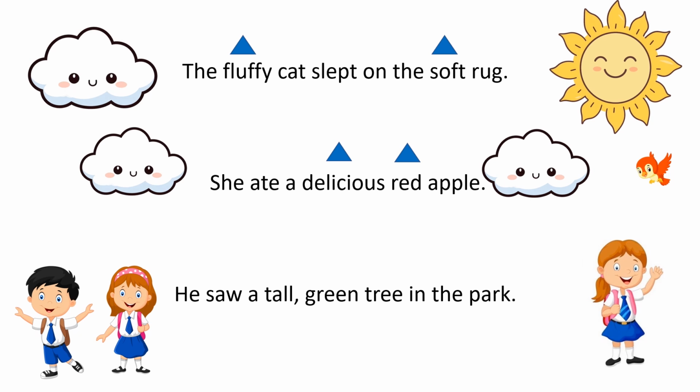Next, he saw a tall green tree in the park. Which ones are the adjectives? We have 2 again. First is tall. The second one is green, as it describes the tree, which is a noun.